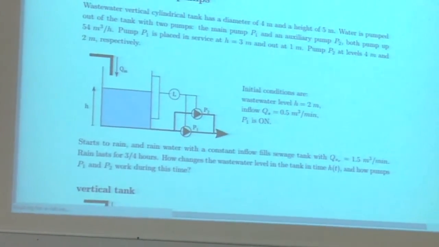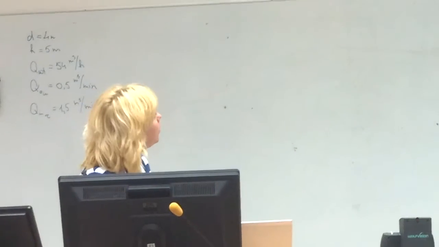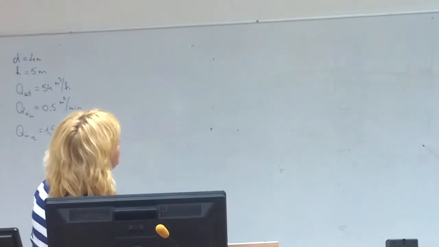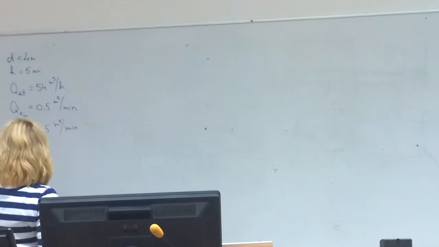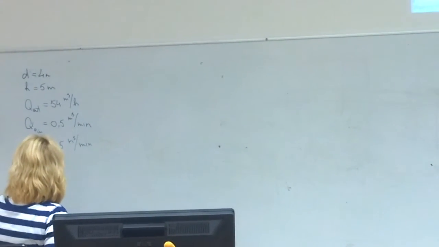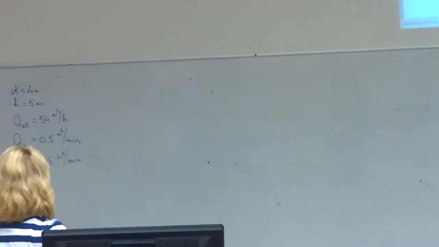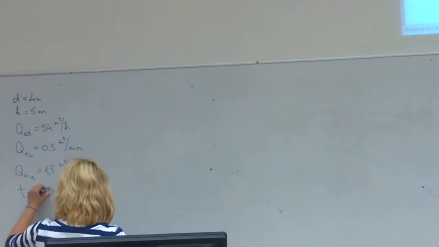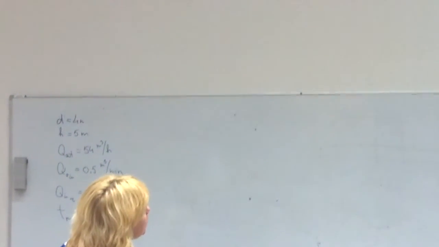So this is all initial information. And we also have that our rain was 3/4 of the hour, so it will be 45 minutes. And what else? What initial information do we have?